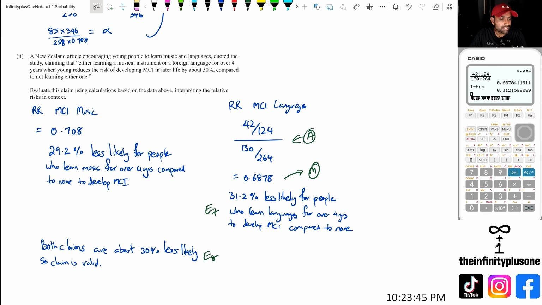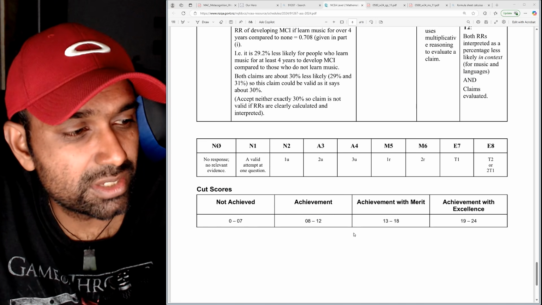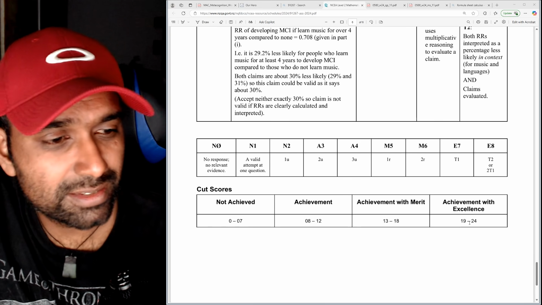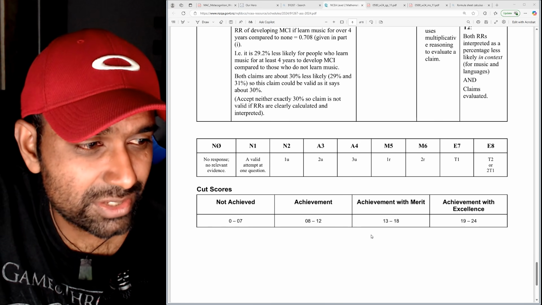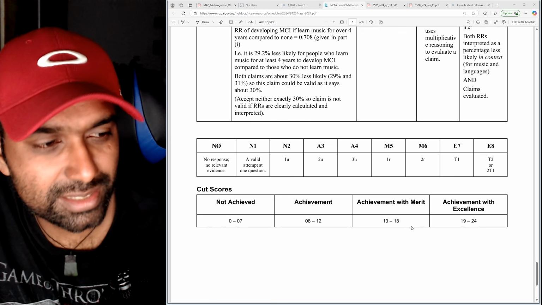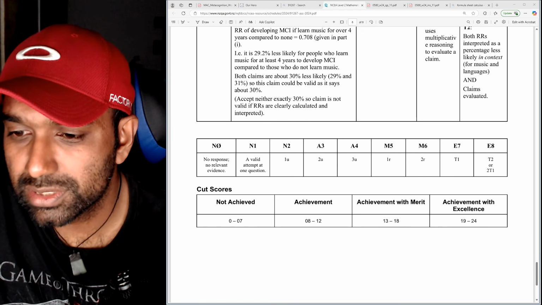Now, cut scores for this paper. Cut scores for this paper: achieved is at 8 points. As you can see, that's quite nice. Merit is actually quite nice, only 13. And excellence is 19. Fairly generous. I think very generous with the merit there, to get a 13 for a merit. That's pretty awesome. But yeah, that's pretty much it for this paper.